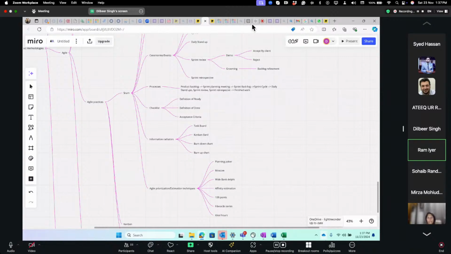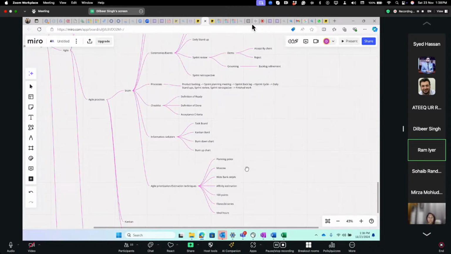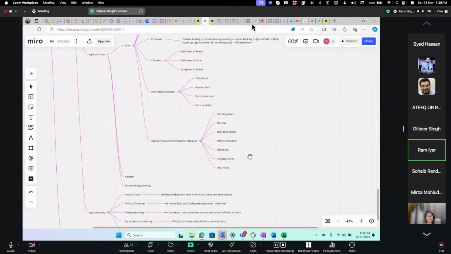And the burn down chart basically shows how much work is remaining, and burn up chart is basically how much is completed. Next is the Agile prioritization and estimation techniques. Some of the techniques are planning poker, MoSCoW, wideband Delphi, ideal hours, affinity estimation, lightweight estimation, 100 points. So these are the general estimation techniques.